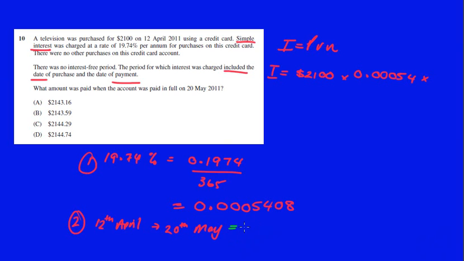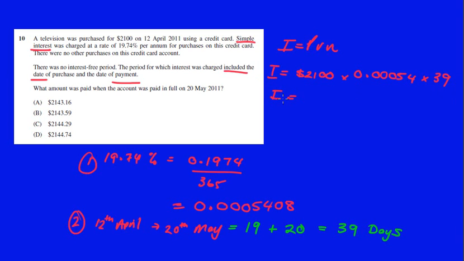So now I have to count from 12th all the way up to 30. So 12, 13, 14, 15, 16, 17, 18, 19, 20, 21, 22, 23, 24, 25, 26, 27, 28, 29, 30. Okay, which gives me a total of 19 days in total for April, and then I've got the 20 days of May that we've got there. So if I add those together, we've got a total of 39 days. Alrighty. So I can now chuck my 39 into that first bit.